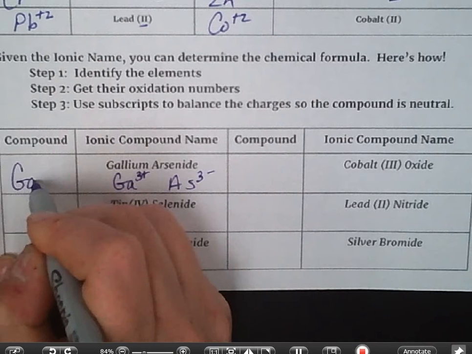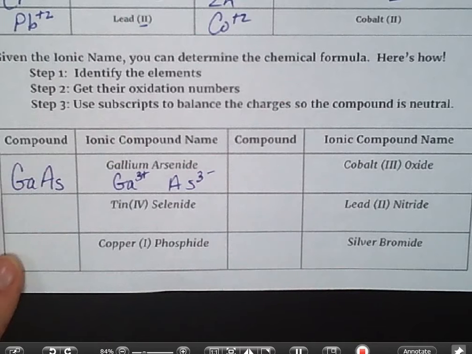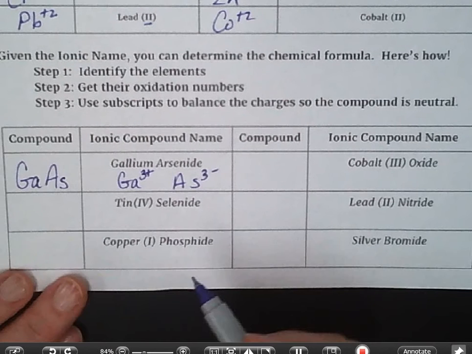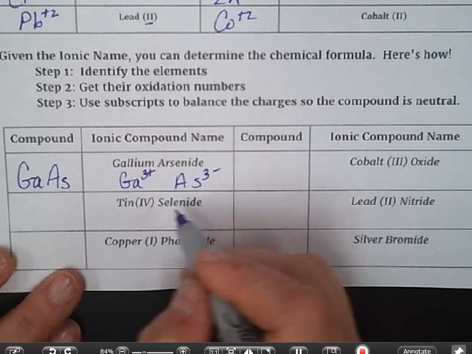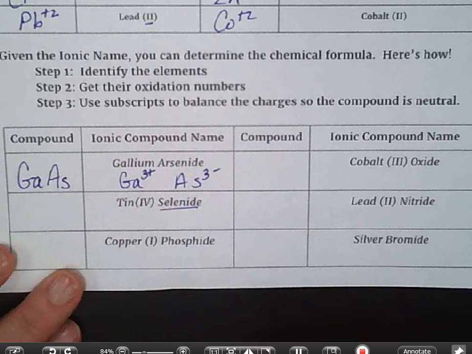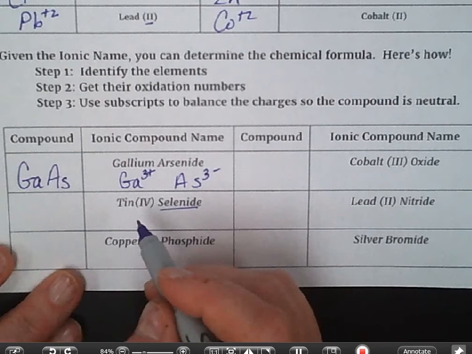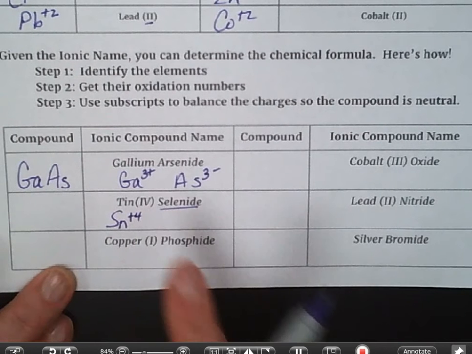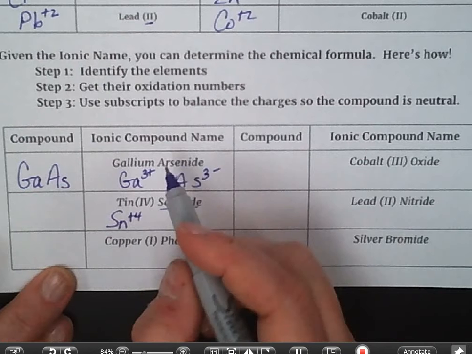Okay, tin IV selenide. Selenide. I don't really know how to say that real well. I don't do well with that one. But tin is Sn and it has a +4 charge. The reason it has a +4 charge is because it tells me it has a +4 charge. Selenium has a -2 charge.